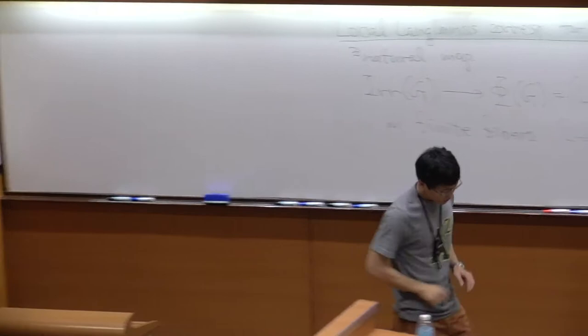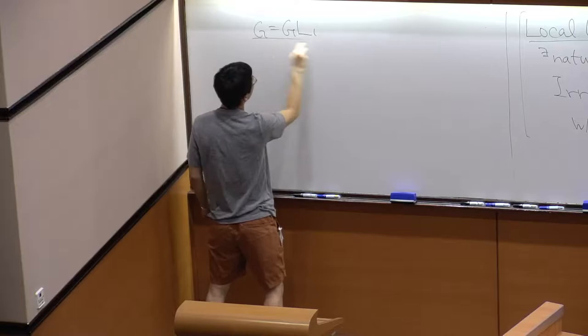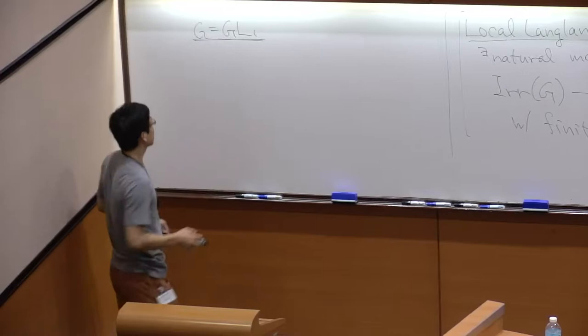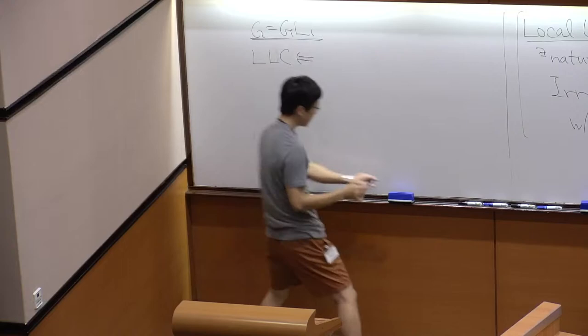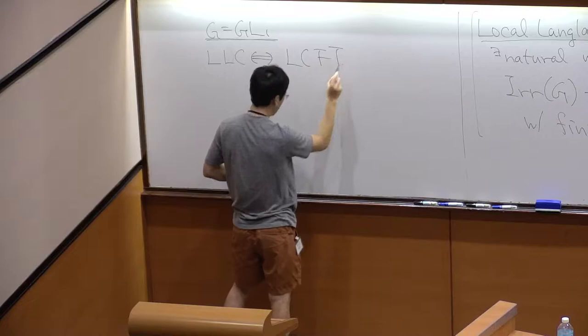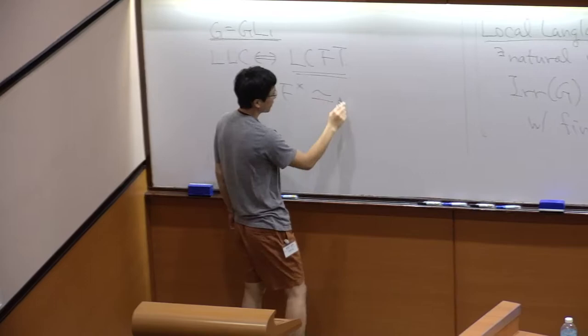To understand the depth preservation of LLC, I think it's good to go back to the case of GL_1. So here, let's go back to the case of GL_1. When G is equal to GL_1, the local Langlands correspondence is just the smooth dual of the local class field theory. So in this case, LLC is equivalent to the local class field theory. And this gives an isomorphism between the unit group of F, so this is GL_1(F), and the abelianized Weil group of F.